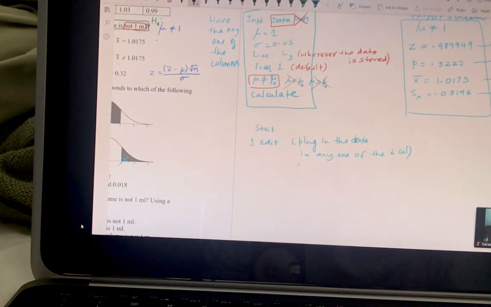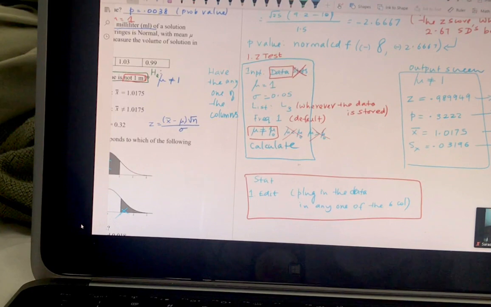So go to stat, go to the edit option, and then plug in the data in any one of the 6 columns given to you. All right. So in my case, I had the data in L3. So whichever column is available to you, this is going to be done first, step number 1. Plug in the data first.